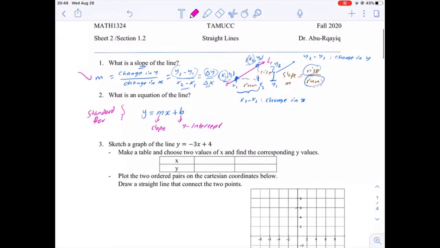Now, since this is the standard form for the equation of the line, then if we have an equation like negative 2x plus 1, the slope is negative 2, just the coefficient of x. But if it's written this way, then this is not written in the standard form. We need to isolate y by adding 1, and we get 2x plus 5. Now the coefficient of x is the slope.